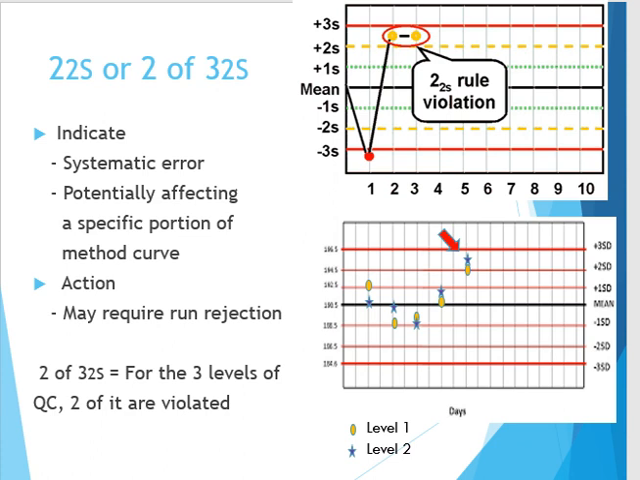Okay, what is the rule for 2-2S or 2-of-3 2S? This is the pattern of 2-2S, meaning that two QCs have violated 2 SD, or two QC levels from three levels have violated 2 SD. It indicates systematic error potentially affecting a specific portion of the method curve. Action may require run rejection. Usually I reject and do troubleshooting. We need to do troubleshooting and repeat the patient results during this QC violation.